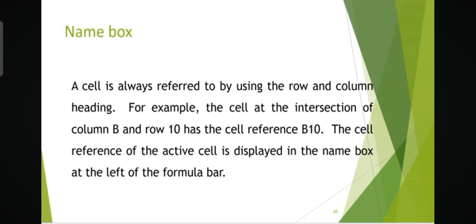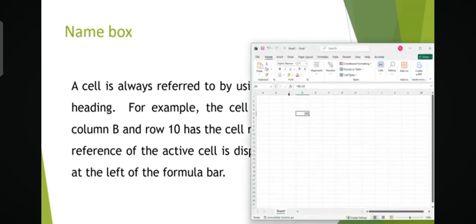The cell reference of what? An active cell is displayed in the name box at the left of what? The formula bar. So if I come back here, this is column B as they are saying, and then this is Row 10. So the intersection of column B and row 10 gives us the cell B10. Okay. So it appears in the cell name box, which is on the same line with the formula bar.